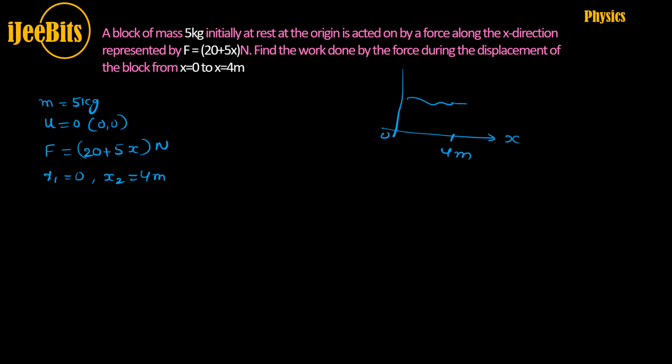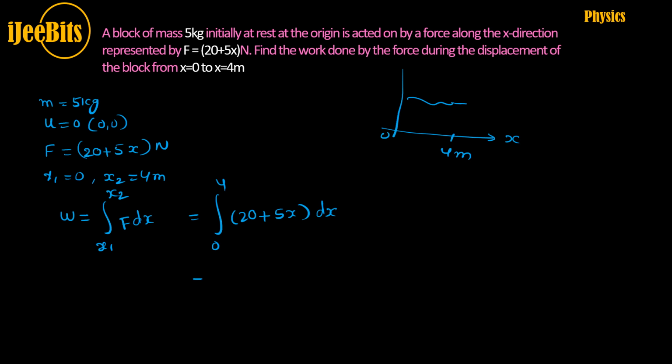We want the work done. Variable force into displacement gives rise to work done in this context. So we have to use integration from x1 to x2 of F dx. Integration from 0 to 4 of force, 20 plus 5x, into dx. This is what finally you have to calculate.